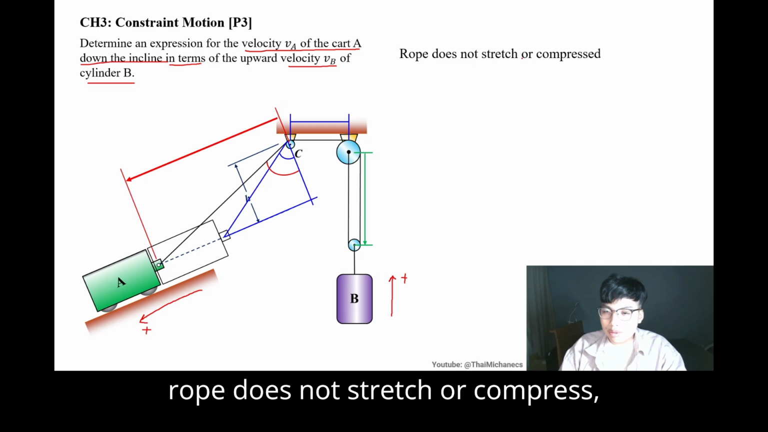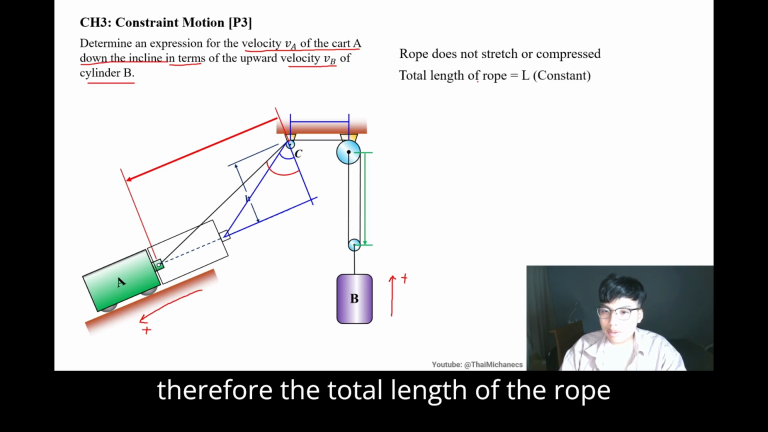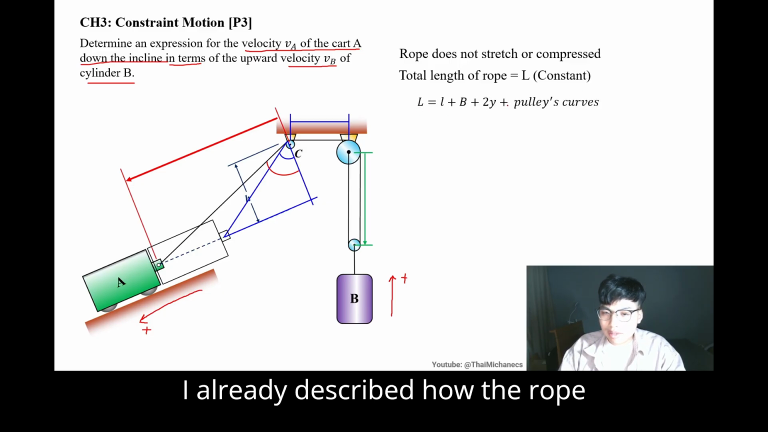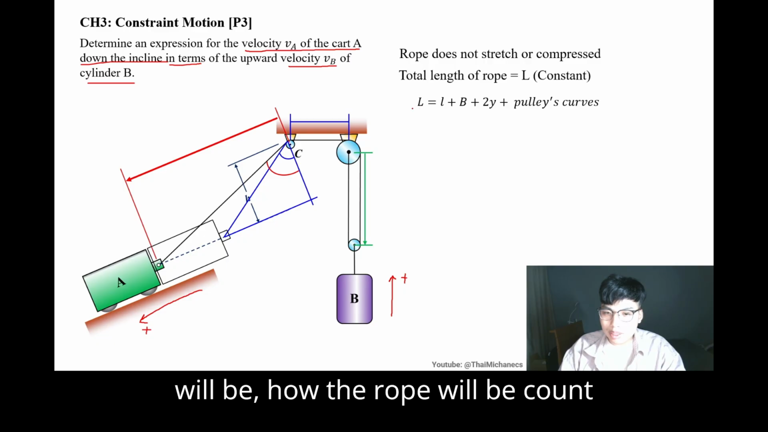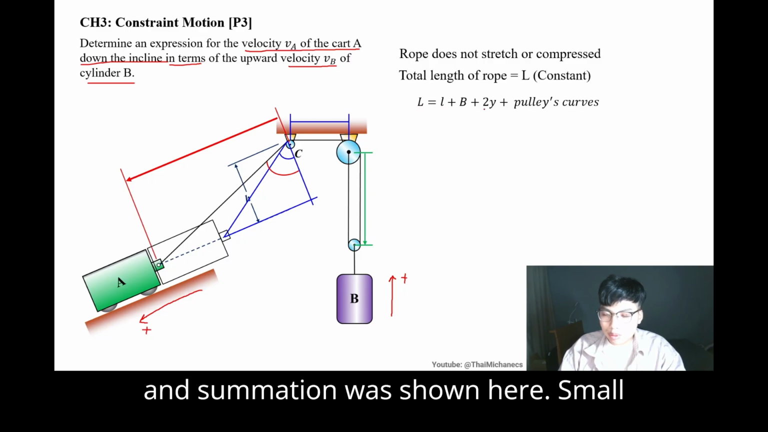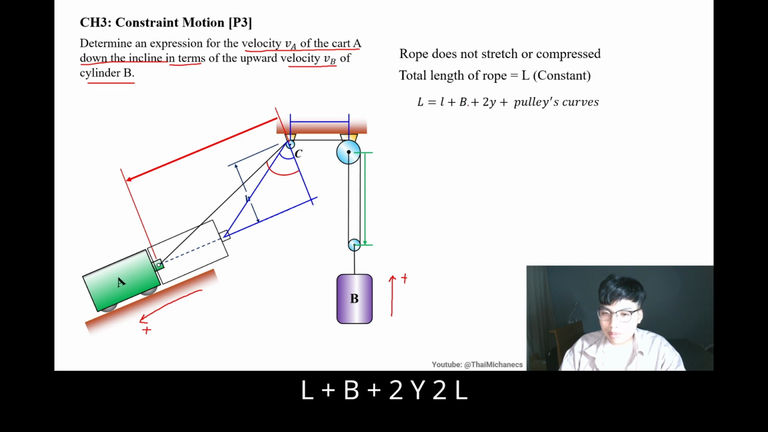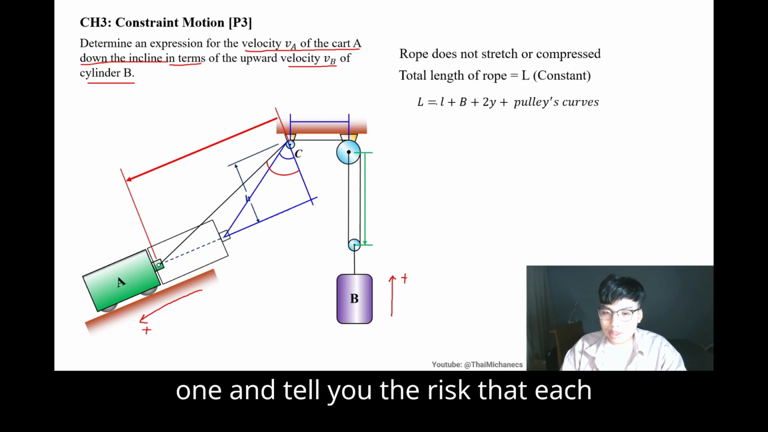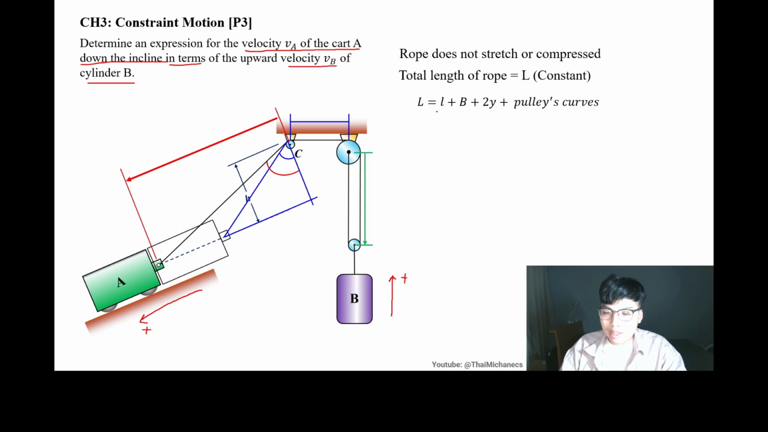So firstly, in every constraint motion with a rope that constrains the motion, we say that the rope does not stretch or compress, therefore the total length of the rope will be constant. I already described how the rope will be counted, and the summation was shown here: small l plus b plus 2y plus the pulley curves. Now we go one by one and I'll tell you the definition of each variable.